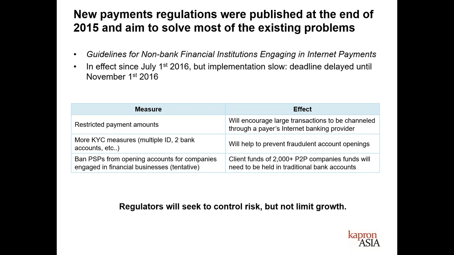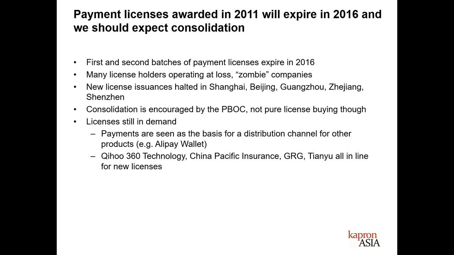Right, and now moving on to another important part of regulation in China, which is payment licenses. The first and second batches were issued in 2011, and now they're expiring. Initially, the central bank issued quite a large number of these licenses. Right now, there are around 240 licenses. The problem is that many of them are not used. The number is clearly too large, and there are zombie companies which were registered specifically to hold the license but are not using it.